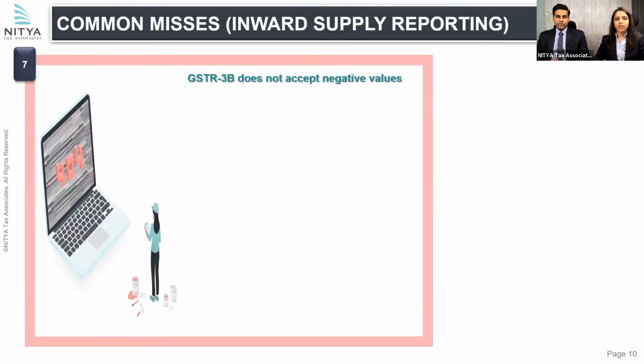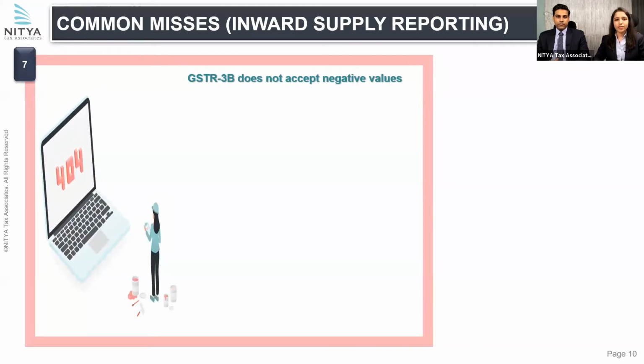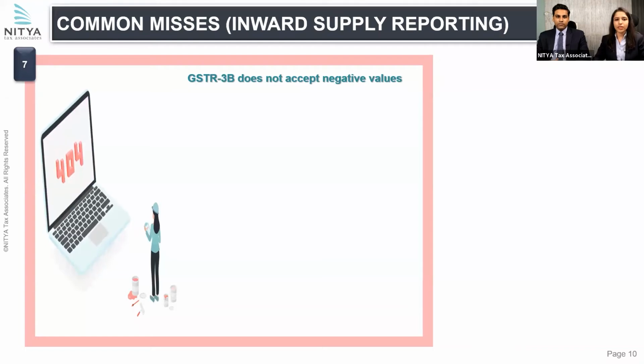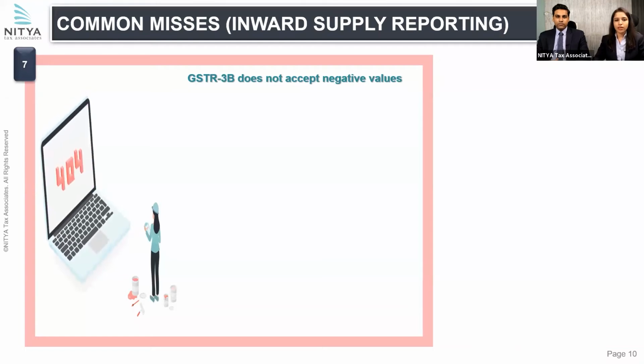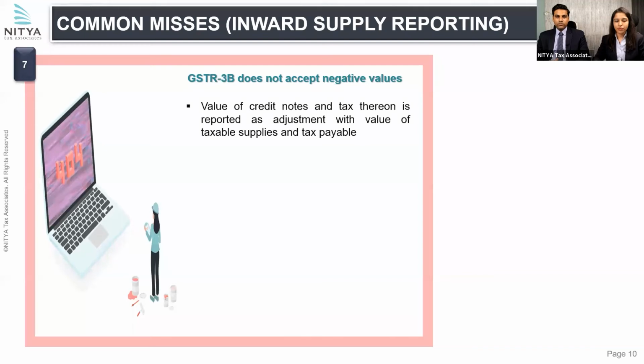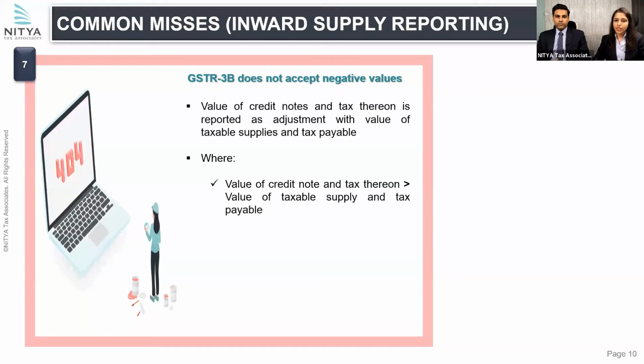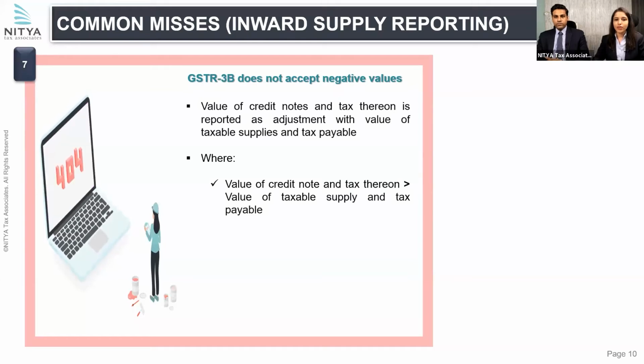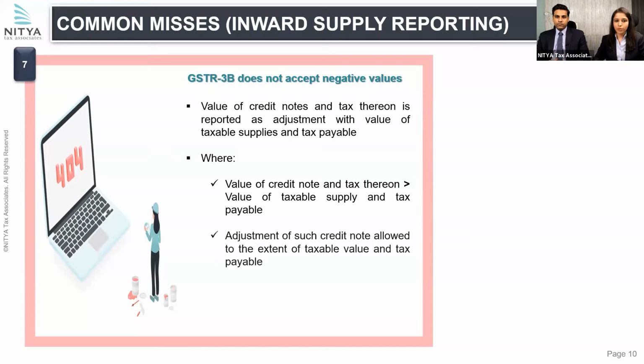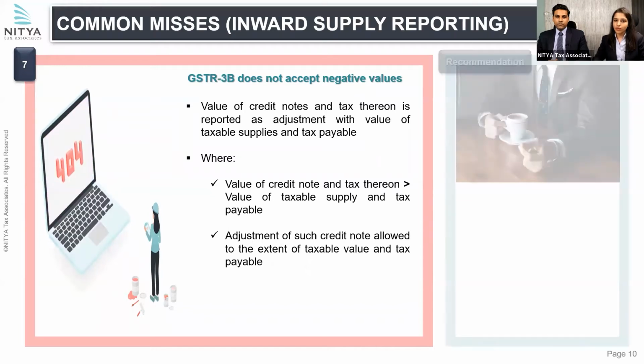So another common miss on the outward side is that 3B does not accept negative values, and the same was clarified through Circular 26 in the earlier financial years. So the value of credit note and tax invoice is reported as an adjustment with the value of taxable supply and tax payable while filing GSTR 3B, where the value of credit note and tax exceeds the value of taxable supply and tax payable. The adjustment of credit note should be allowed to the extent of taxable value and the tax payable.